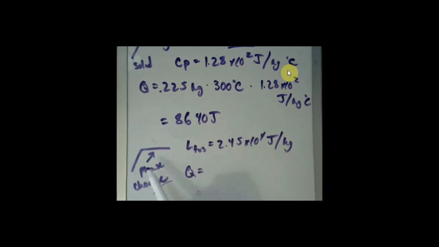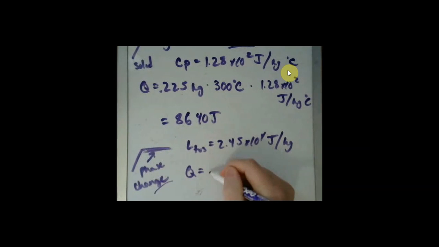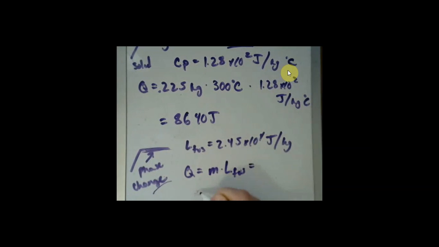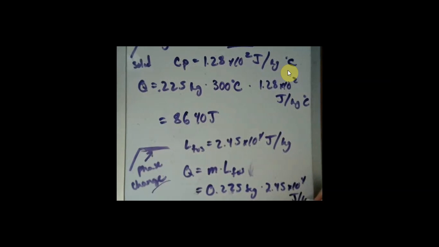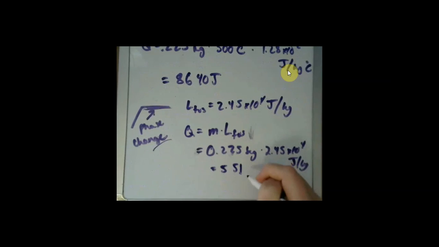So latent heat of fusion, 2.45 times 10 to the 4th. We're going through our phase change, which means that we're not going to have a temperature change. Q equals mass times L of fusion equals 0.225 kilograms, 2.45 times 10 to the 4th joules per kilogram equals 5,512.5 joules.